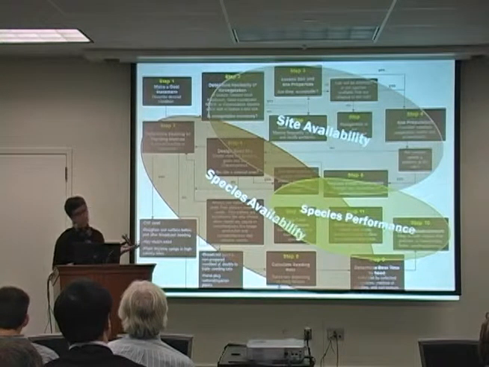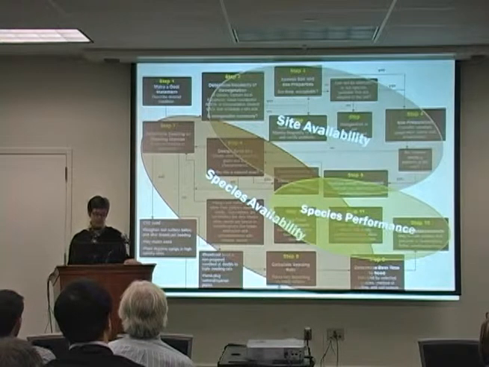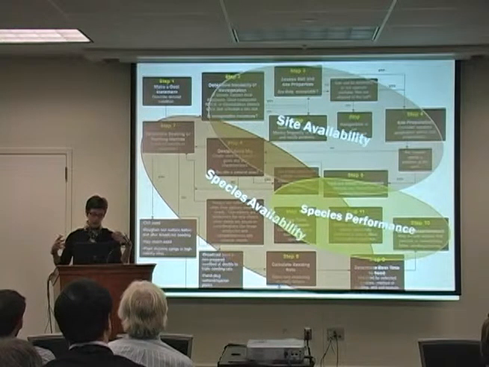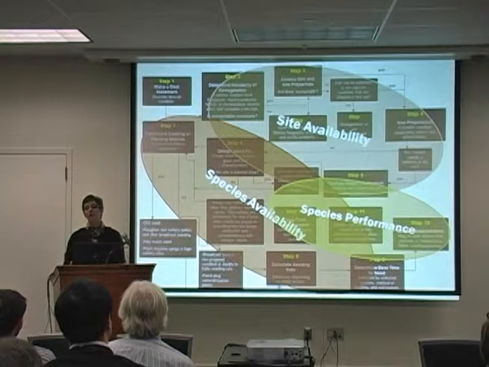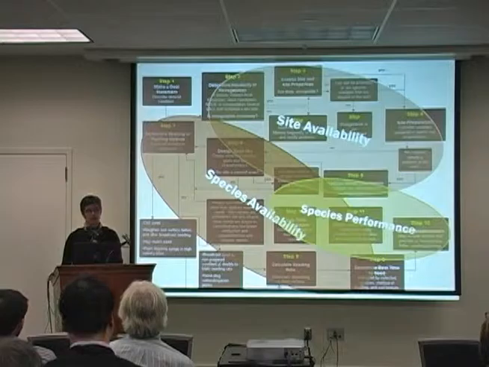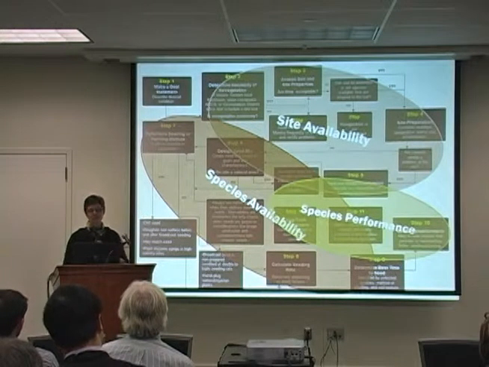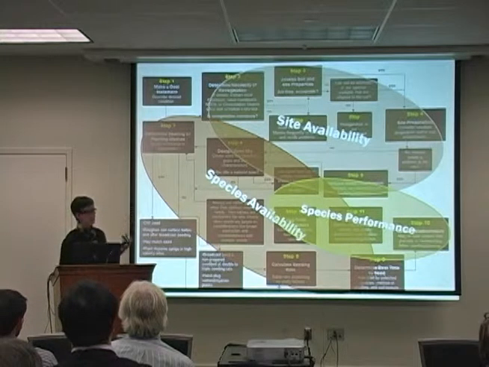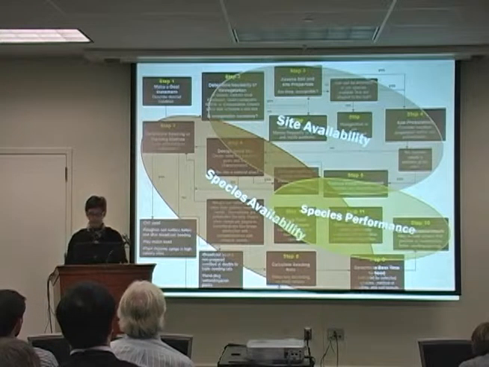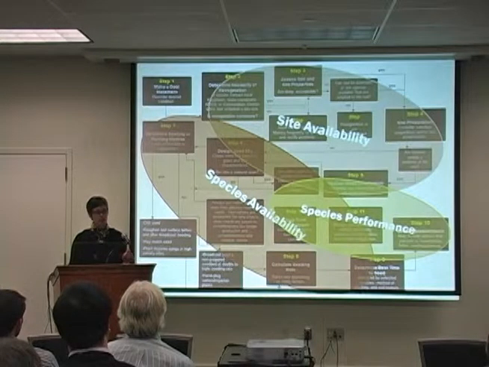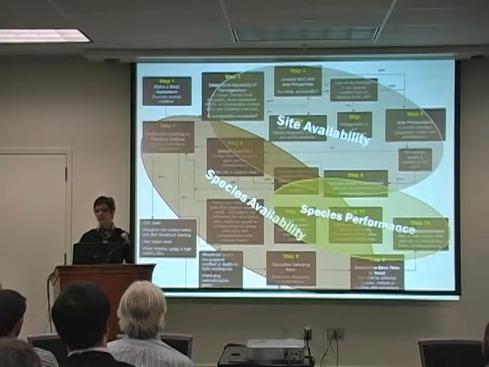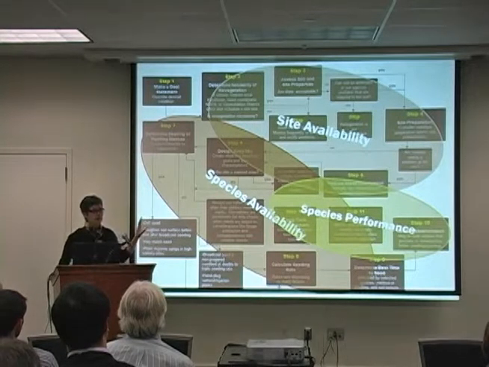So what I think would be really cool in the future is, because the EBIPM model has developed so greatly just over the last few years, to revisit this 12-step or 14-step program and really think about how these different steps fit into site availability, species availability, and species performance. So I think there's a lot of room to continue to improve upon this part of the model.